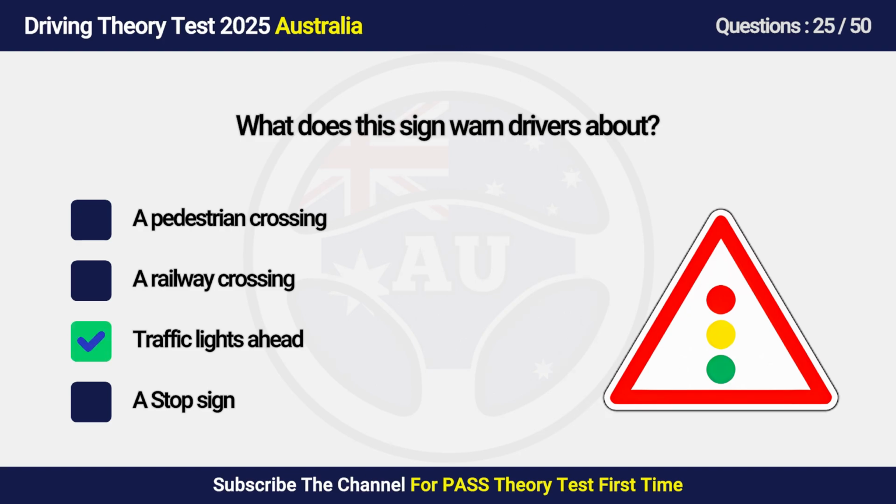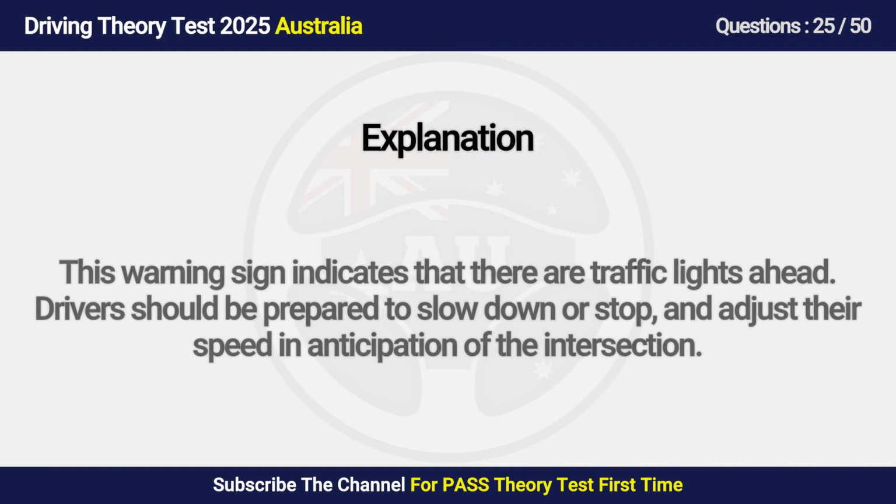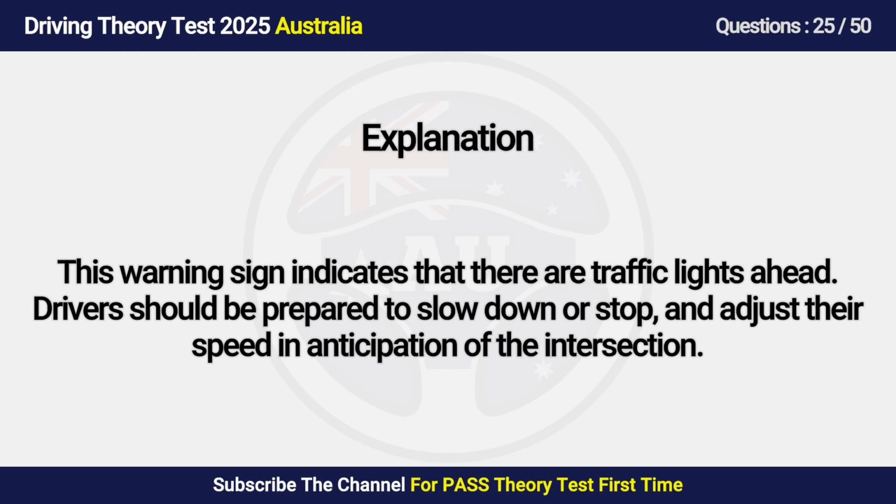Answer is C. Traffic lights ahead. This warning sign indicates that there are traffic lights ahead. Drivers should be prepared to slow down or stop and adjust their speed in anticipation of the intersection.